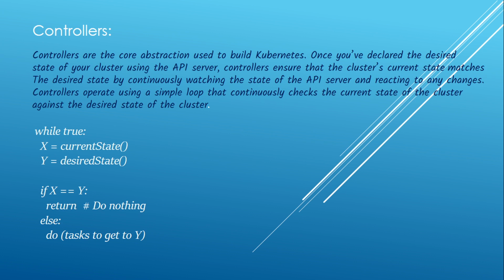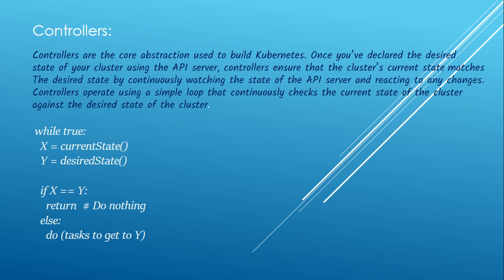These controllers are the core abstraction used to build Kubernetes. Once you have declared the desired state of your cluster using the API server, I will help you understand it better in the coming slides, where I explain the architecture pattern. For now, let's discuss it in a theoretical way. Later we can discuss the practical way, how the components speak to one another, one to one, in the best communication ever. We will understand it in further slides.